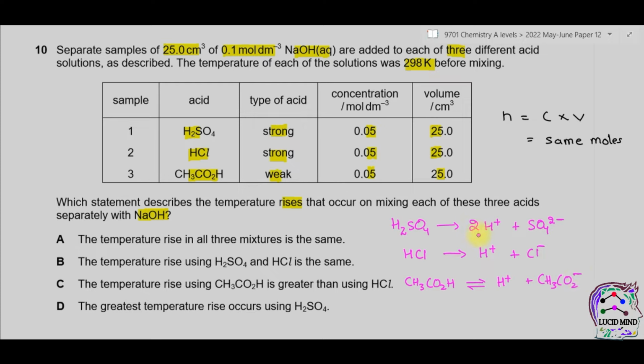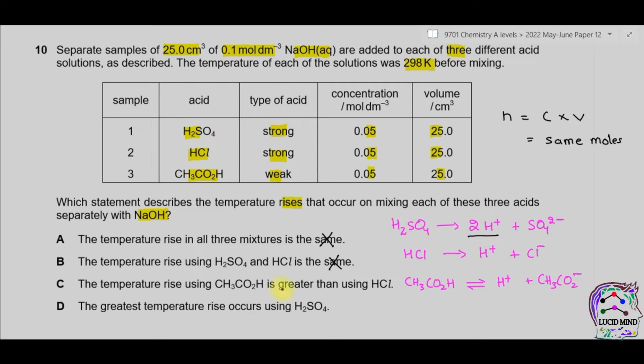Among these 3, we can see that the highest concentration of H+ is in sulfuric acid. So more H+ will react with OH- to form water, so greater water molecules will be formed. More water molecules means higher energy or more temperature change. So the temperature rise in all mixtures should not be the same. Sulfuric acid and HCl are not the same because we have different moles of H+.